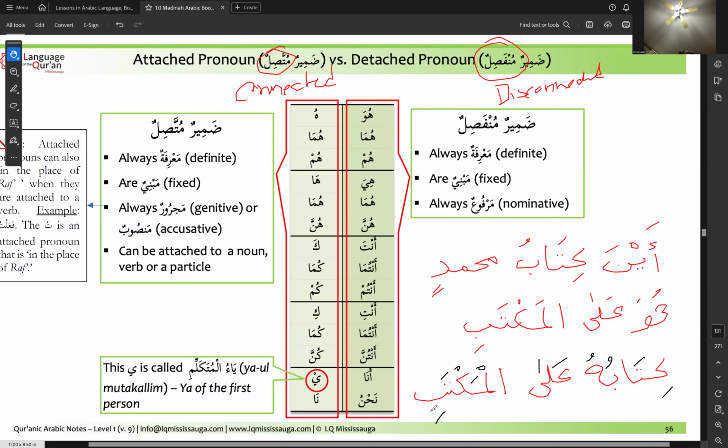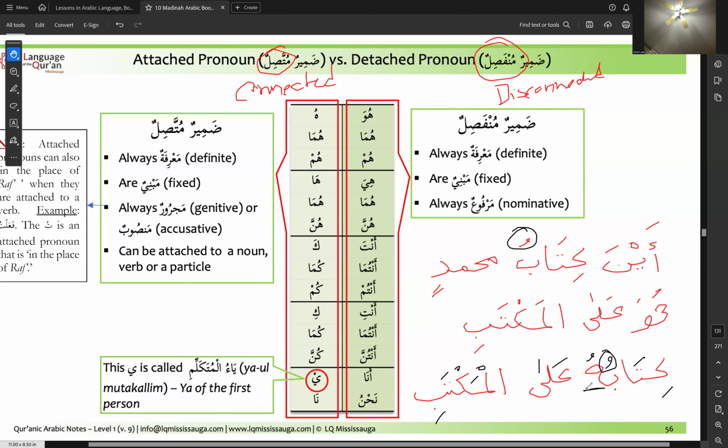Yes, ala. Good. So the second half of the sentence already makes sense. Now we're here, kitabuhu. This kitabu is brought down here. That's why it is marfu.